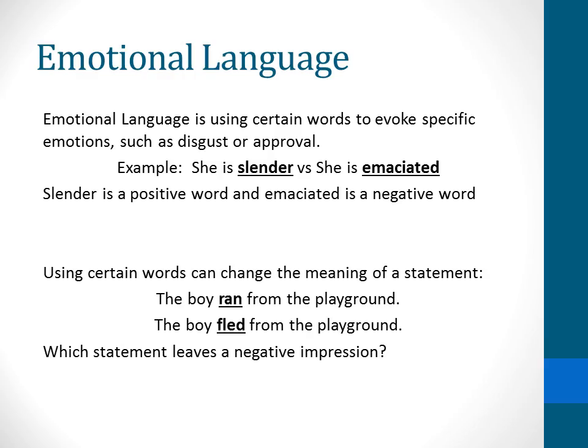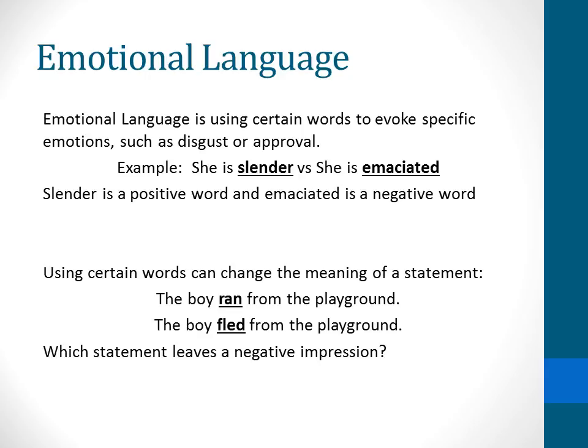Another issue we have to look at when we see manipulation of meaning is something called emotional language. This is when we use certain words to evoke specific emotions, such as disgust or approval. So in the example, "she is slender" versus "she is emaciated," we can see that slender is a positive word and emaciated is a negative word. And this, again, will have an impact on how we react to these statements.